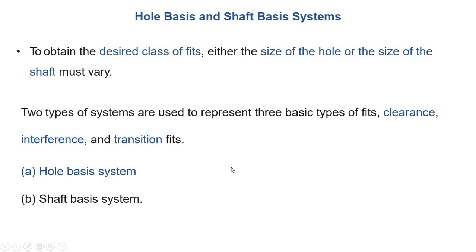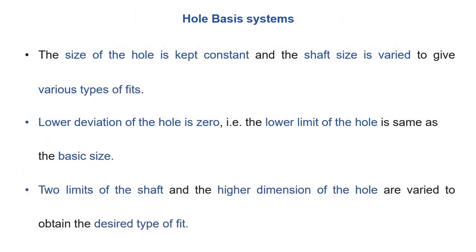Next one is the hole basis and shaft basis system. To obtain a desired class of fit, either the size of the hole or the size of the shaft must be varied. We cannot vary both the sizes, that is hole size and shaft size. We have to maintain a constant of any one of the hole or shaft to have the desired class of fit. There are two types of systems used to represent the three basic types of fits: clearances, interferences, and transition fits. These are the hole basis system and shaft basis system.